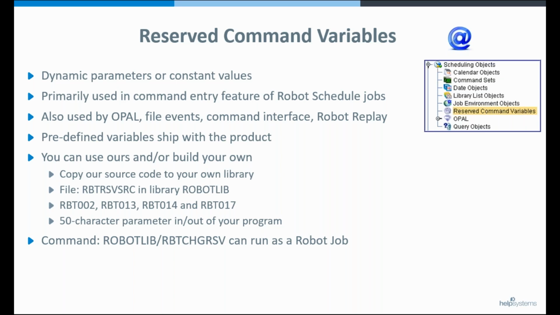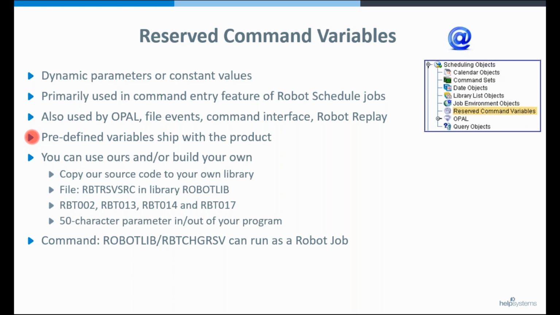This is a feature, again, that's been in the product for many years. If we were to redo it all over again, we'd probably call them dynamic parameters because that's what they are for the most part, but they can be constants, right? So primarily you're going to use them in your command entry feature of robot schedule, but you can also use it in Opal, file events, as we've seen with what Mark and Chuck have shown, the command interface, and also robot replay can use them too. And we predefine variables with the product, and you can use those and modify those as need be. Again, the great thing about them is they're global. They can be used many times in many different robot jobs, replay jobs, Opal, file events.